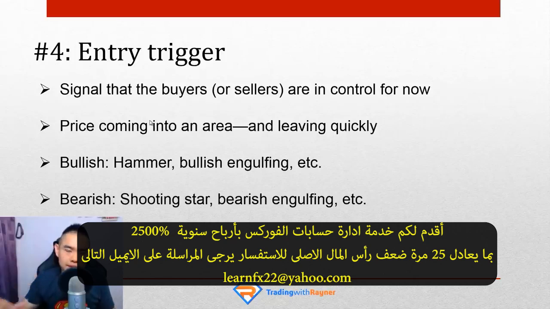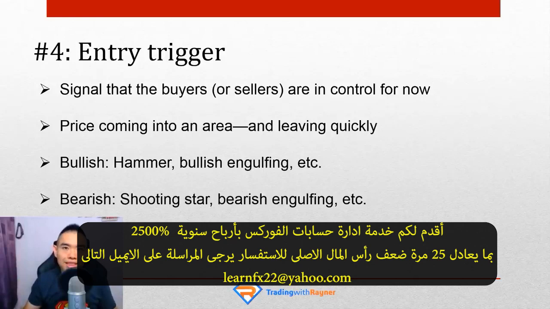You basically want to see price come into your area of value and then leave it quickly. This tells you that there is price rejection. If the price comes into support and quickly bounces or reverses away from support, this tells you there are people buying at this area of support. That's why the price got rejected.